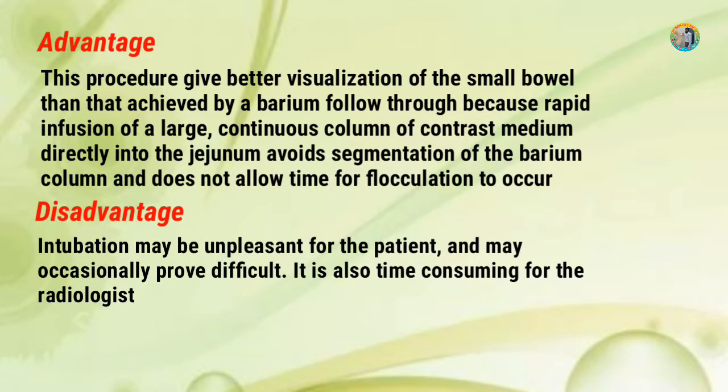Advantages and disadvantages of small bowel enema. This procedure gives better visualization of the small bowel than that achieved by a barium follow-through, because rapid infusion of a large continuous column of contrast medium directly into the jejunum avoids segmentation of the barium column and does not allow time for flocculation to occur.